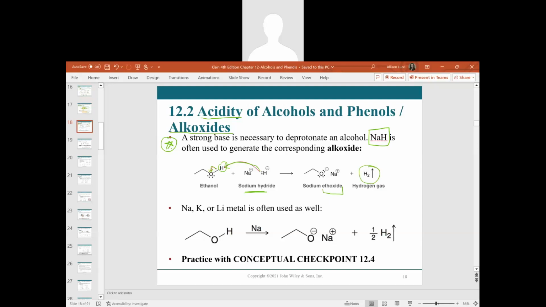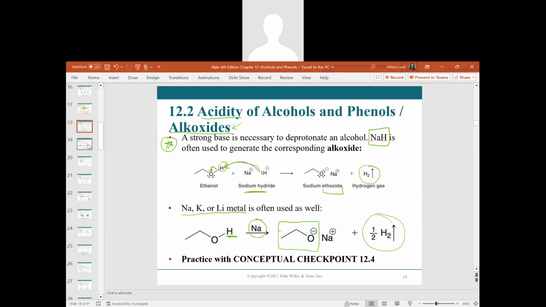So again, the deprotonated form of our alcohol results in this term, this alkoxide, this new compound that we're told about. So when we have the reagent used to deprotonate our alcohol, sodium hydride can be used, or sometimes metal can be used as well. So we just have sodium metal or lithium or potassium metal, and we see this deprotonation result as well. So we end up with the same alkoxide, and this also evolves some hydrogen gas.